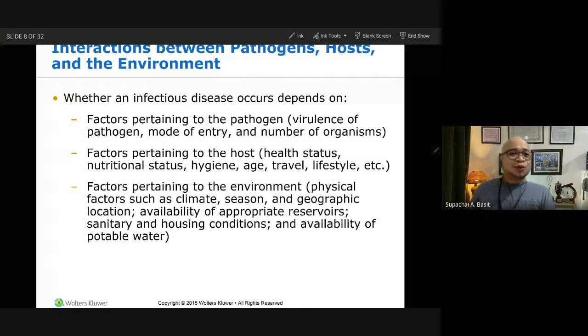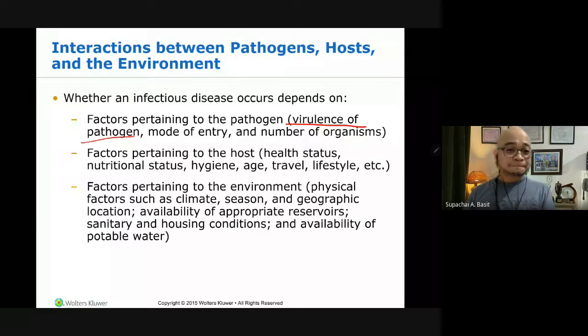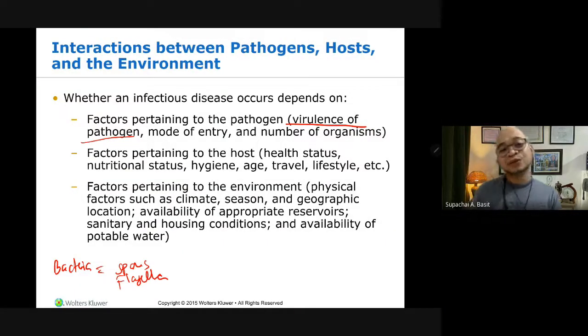Interactions between pathogens, hosts, and the environment. Whether an infectious disease occurs depends on several factors. Number one is the entry pertaining to the pathogen. When you say pertaining to the pathogen, what are the virulence factors of the pathogen? For example, when we say virulence factors in bacteria, the virulence factors could be the presence of spores, flagella, metachromatic granules, capsule, and the mode of entry.